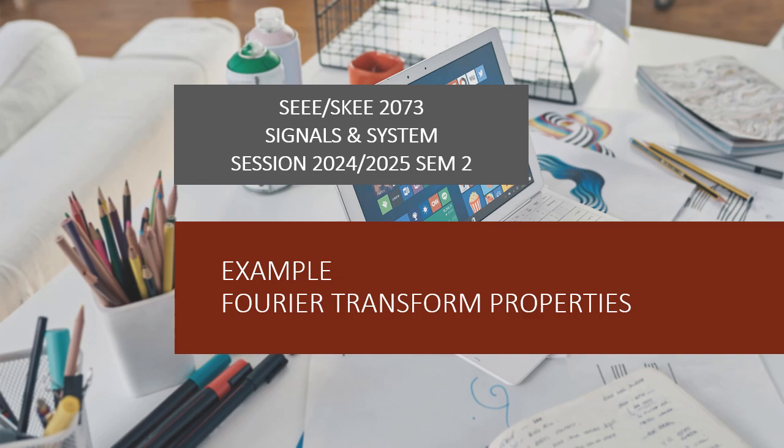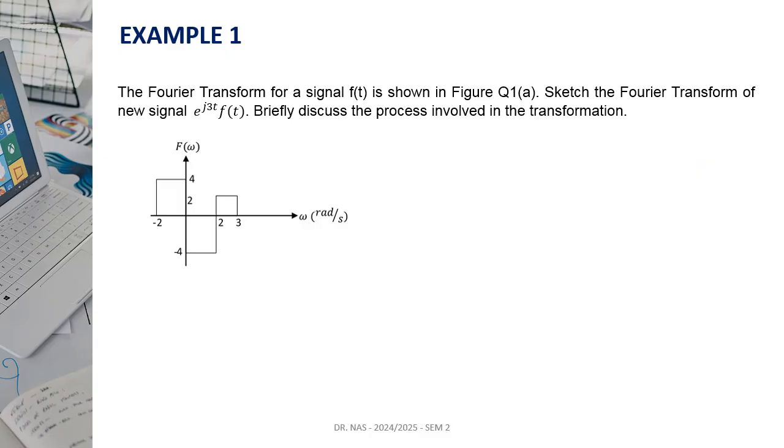Today we are going to discuss a few examples on Fourier transform properties. Okay, let's look at the first example. Given the Fourier transform for signal f(t) as shown in figure Q1a, sketch the Fourier transform of a new signal given by this equation and briefly discuss the process involved in the transformation process.